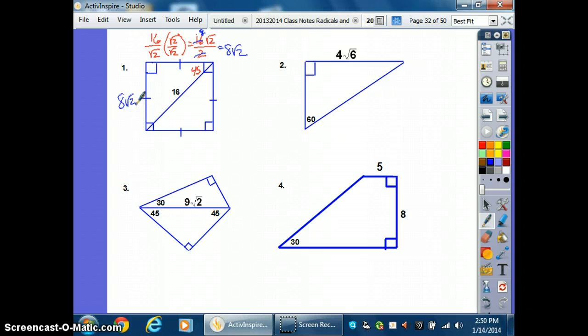Okay, the next triangle, number 2, is a 30, 60, 90. Right? That would be 30. Okay, and this is the long leg. Now if I divide the long leg by radical 3, I'll get the short leg. So I'll take 4 radical 6 and divide it by radical 3. Rationalize the denominator by multiplying by radical 3 over 3, and I'll end up with 4 radical 18 over 3.